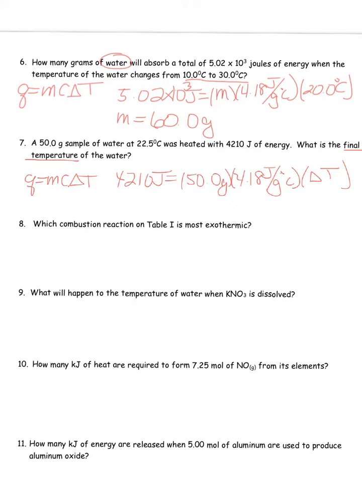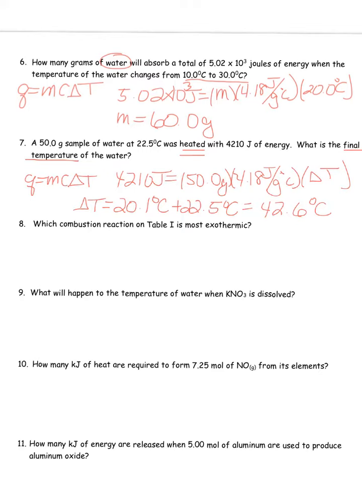When we do that algebraically, we take 4,210 divided by 50 divided by 4.18, we're going to get a delta T equal to 20.1 degrees Celsius. So when we notice here that we're heating our substance, if we started at 22.5 and we're increasing our temperature by 20.1, we're going to simply add those two temperatures together to get our final temperature. So our final temperature here is 42.6 degrees Celsius.